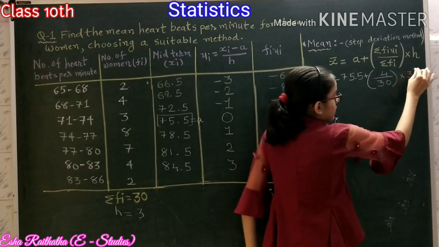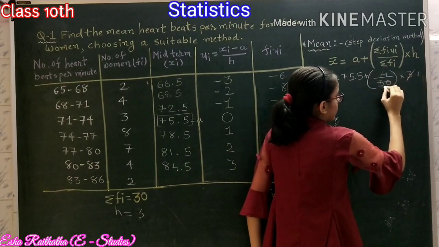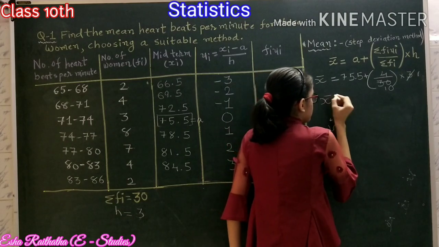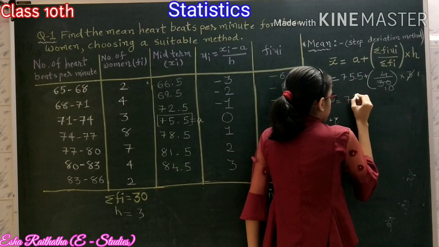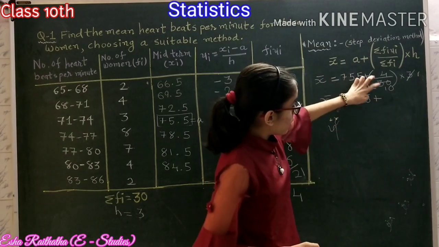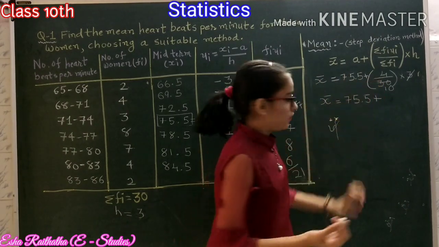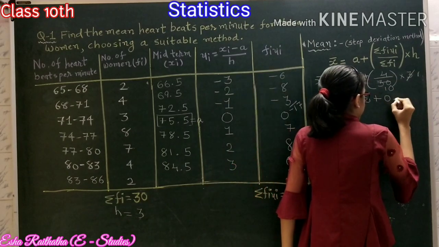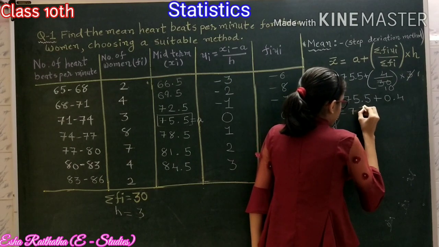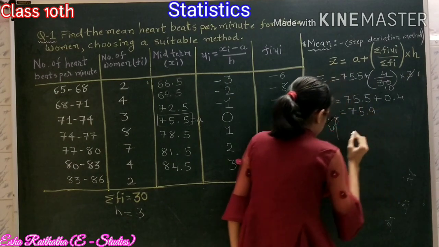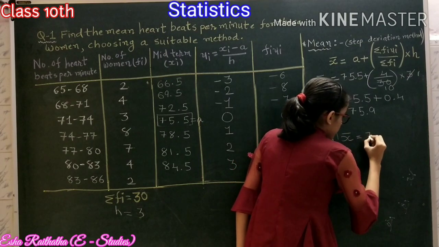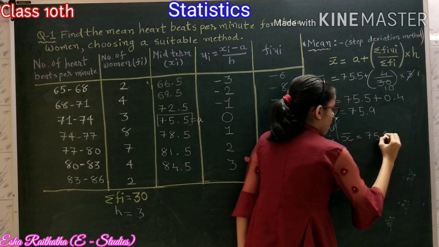Now it will be cut by 1 and 10. So now x bar is equal to 75.5 plus 4 upon 10, which is 0.4. So 75.5 plus 0.4 will be 75.9. Therefore x bar is equal to 75.9.